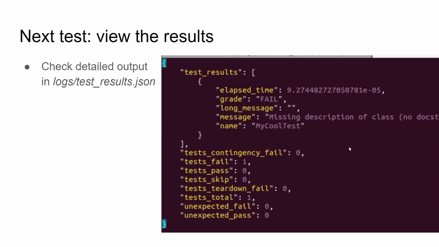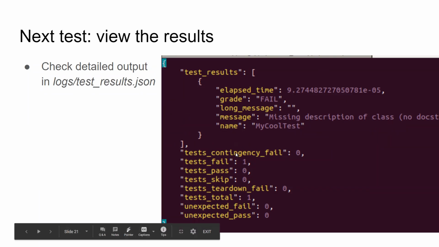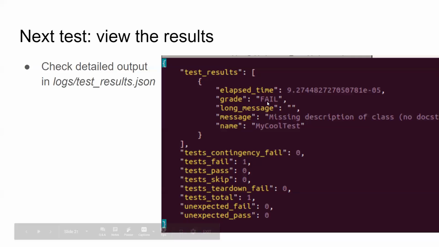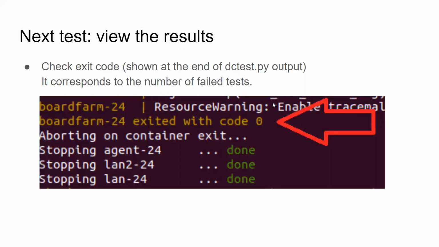For the detailed result, you can look at tests underscore result.json. It has a short test summary and the result for each test. So in my case, I pasted an image with a failure, but here it passed. Sorry for that.